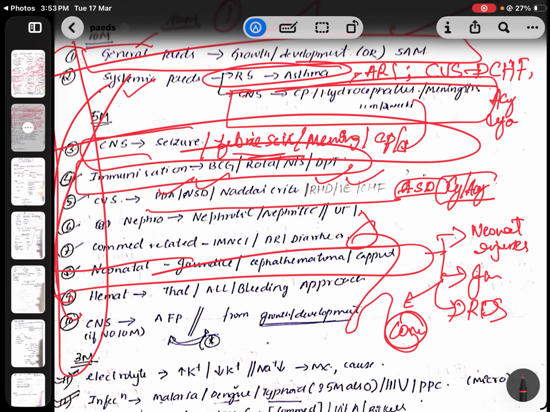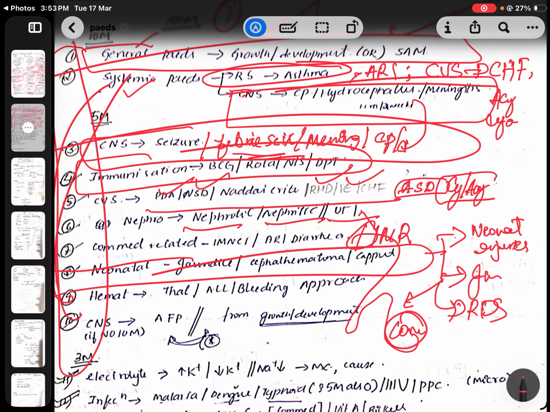Then one question related to your nephrology, again nephrotic, nephritic, uterine. These are the only 3 topics present in nephro, correct. So you need to study only that. And one community related question is important. Again, they might ask about IMNCI or IMR. There are questions which we'll discuss later. Those are the things which they can ask.